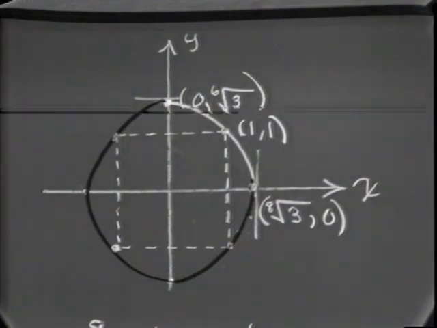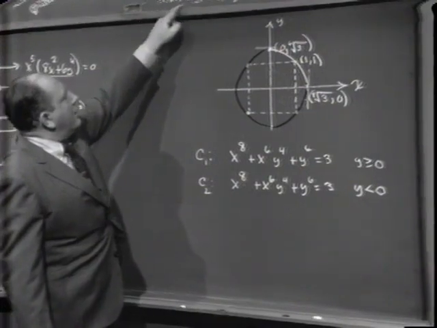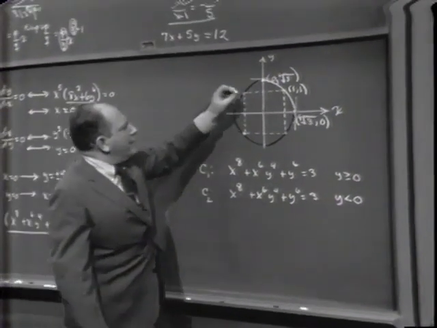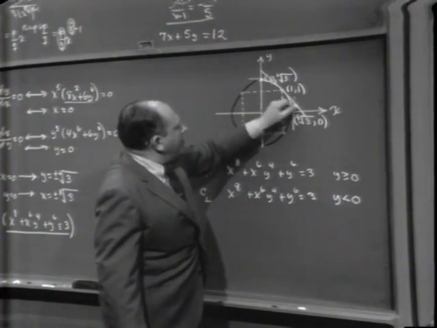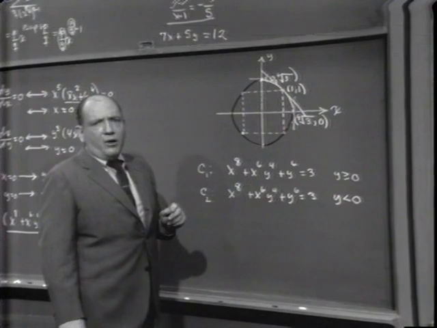And by the way, all we've done, if we look back over here, if you can see this okay, the 7x plus 5y equals 12 simply turned out to be what? The equation of the line which was tangent to this curve at this particular point.